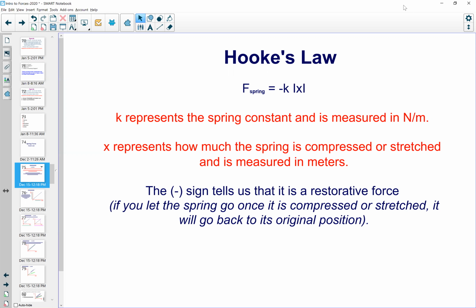And for the spring constant, like the coefficient of friction, you either have to look it up or you have to determine it experimentally. Okay, it's not something you memorize. It's not the same for every spring. It's different for every spring. So you have to look it up or you have to determine it experimentally.